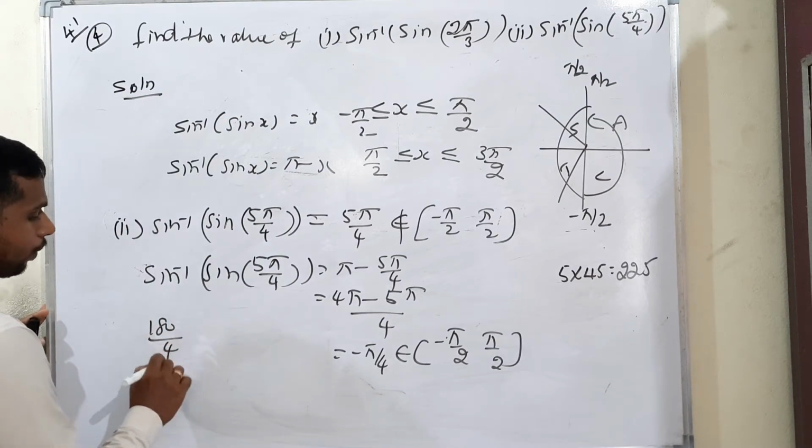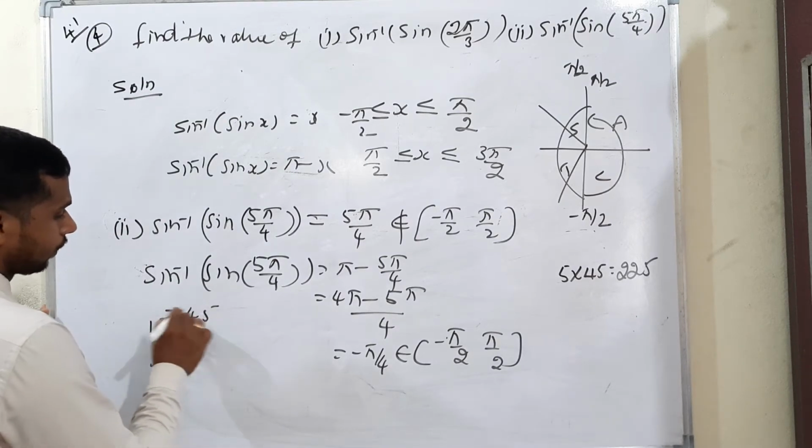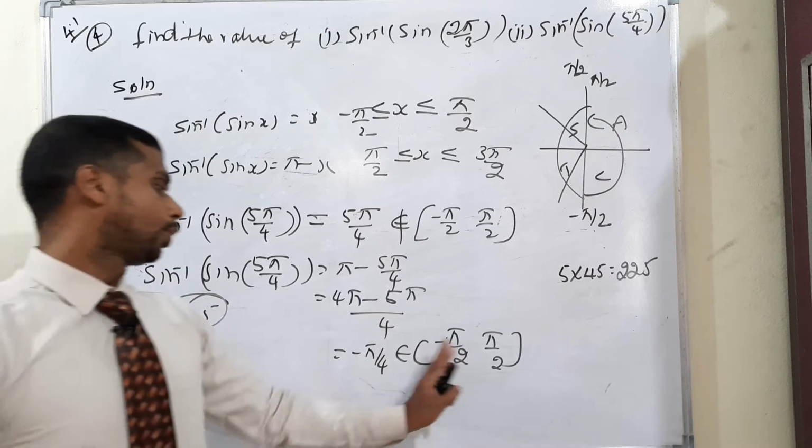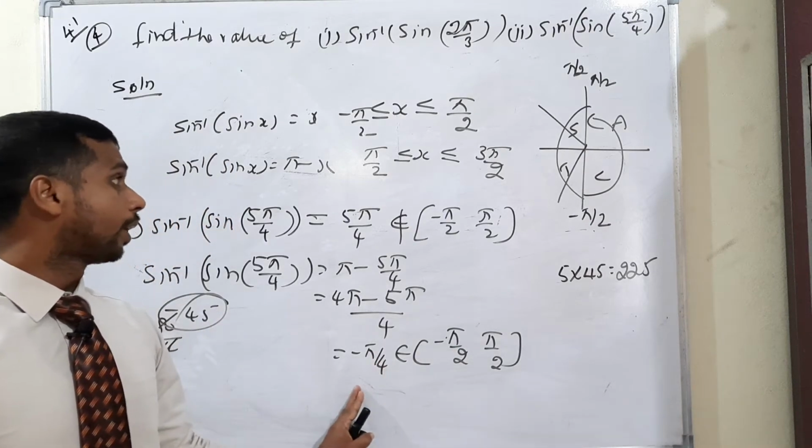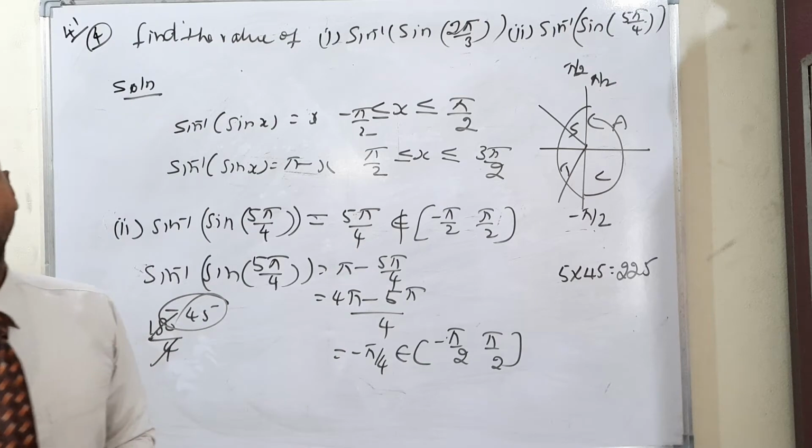Pi means 180, isn't it? So 180 divided by 4 means 45. The answer will be negative 45. It belongs to negative 90 to positive 90. So our proof is also correct. Okay, subdivision 1 and 2 is over. I am moving to the next question.